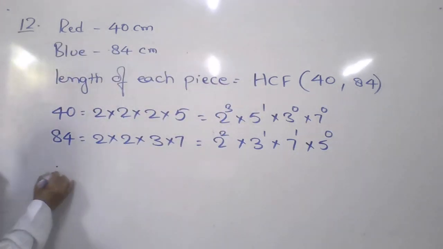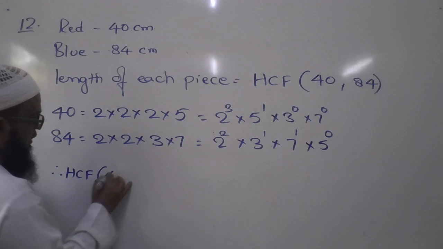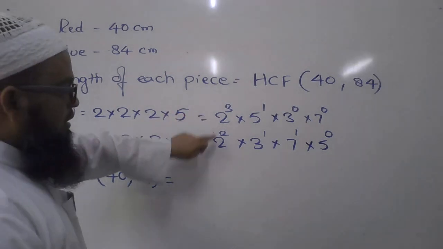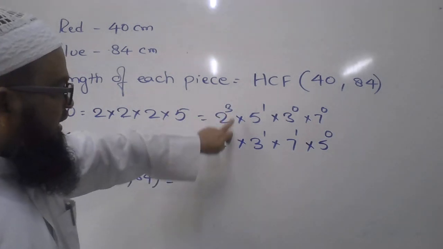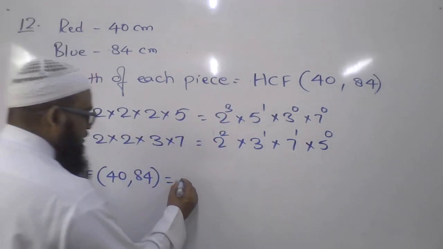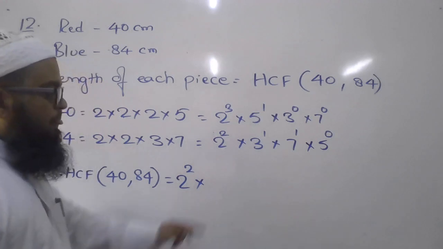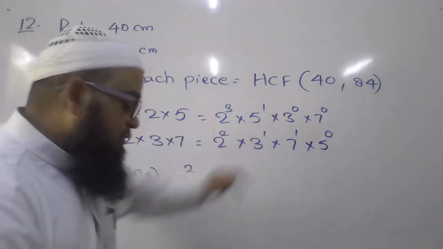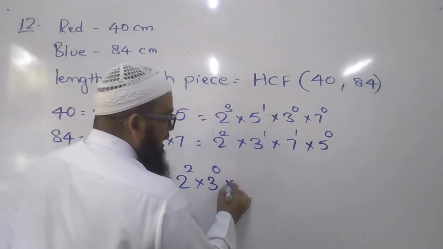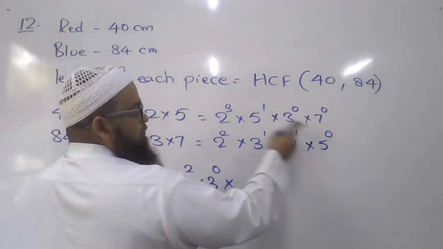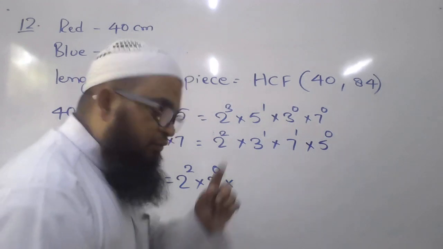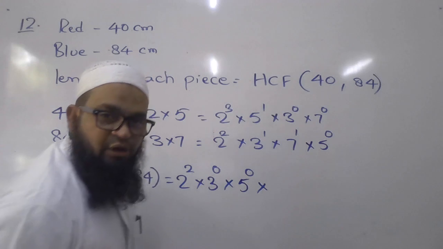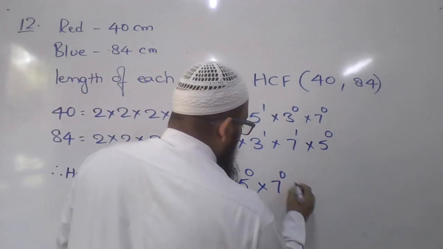So therefore HCF of 40, 84 equals, what is common over here? 2. What is the least power, 3 or 2? It is obviously 2. So it is 2 squared multiplied by, and you have 3: 3 to the power of 1, 3 to the power of 0. Which is smaller? 3 to the power of 0. And after that 5: 5 to the power of 0 and 5 to the power of 1. Which is smaller? 5 to the power of 0. And 7 to the power of 1 and 7 to the power of 0. It is 7 to the power of 0.